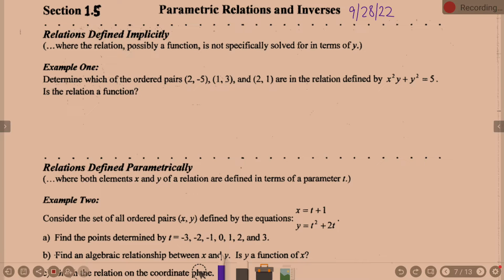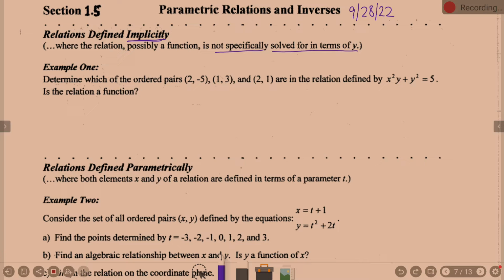To get us started, a little bit of vocab. Relations defined implicitly. Relations can be defined explicitly or implicitly. I'll give you a hint: explicitly are the ones we like. Explicit equations or functions are already y equals, so it's real easy to plug an x value in. Relations defined implicitly are where the relation, equation, or function is not specifically solved for in terms of y. Usually implicit relations are not easy to solve to make y equals. Not specifically solved for in terms of y is the key to what it means to be an implicit relation.